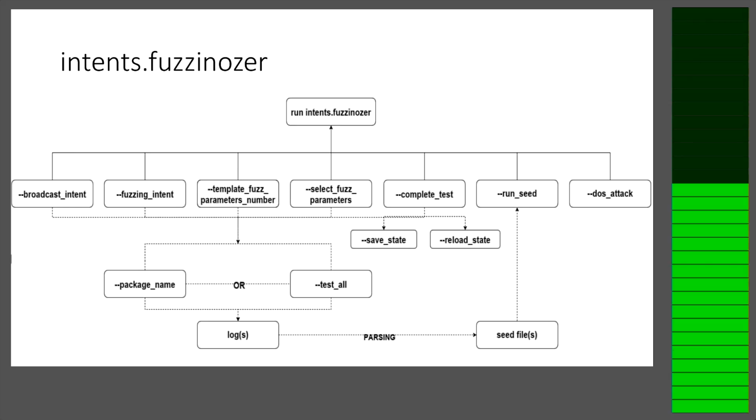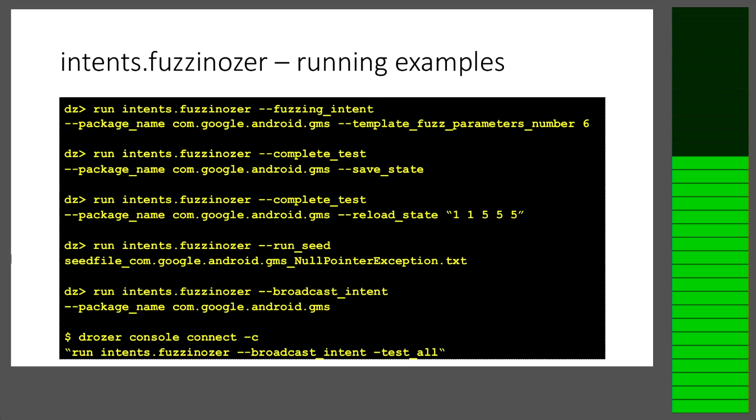A cool feature also is this denial of service attack we have performed against Activity Manager using our project. This is how it looks. Basically, you run the name of the module, in our case, Intents Fuzzy Noser, and then pass some parameters. Running help, you can see what kind of parameters it accepts and which kind of values.